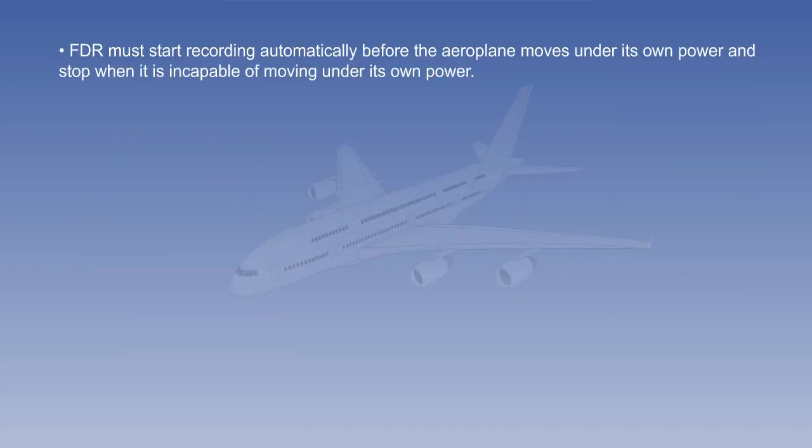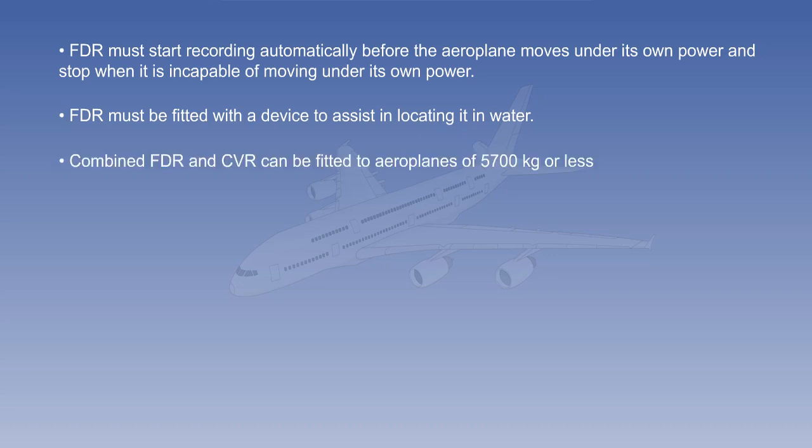The flight data recorder must start automatically before the aeroplane moves under its own power and stop automatically after it is incapable of moving under its own power. The flight data recorder must have a device such as a sonar locator beacon to assist in locating it in water. Aeroplanes of 5,700 kilograms or less may be fitted with a combined flight data recorder and cockpit voice recorder.